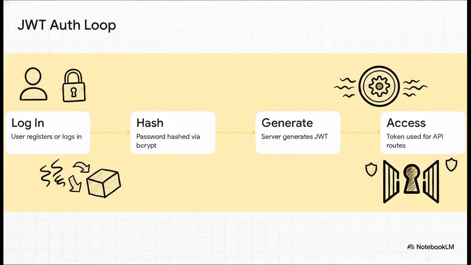And here is the exact authentication loop, step by step. First, a user logs in or registers. Second, and this is absolutely vital, their plain text password is never stored. Never. It is instantly hashed using algorithms like bcrypt, which honestly saves us all from those dreaded plain text password leaks. Third, upon verifying the credentials, the server generates and signs the JWT, handing it right back to the client. And step 4, the client includes that token in the header of every single subsequent request to access protected API routes. It's fast, it's secure, and it is infinitely scalable.